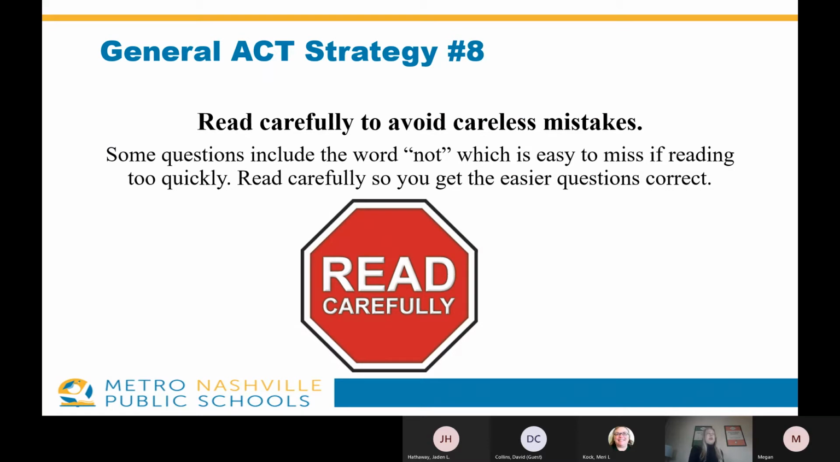ACT strategy number 8, read carefully to avoid careless mistakes. Some questions include the word not, which is easy to miss if you're reading too quickly. Read carefully so you get the easier questions correct.